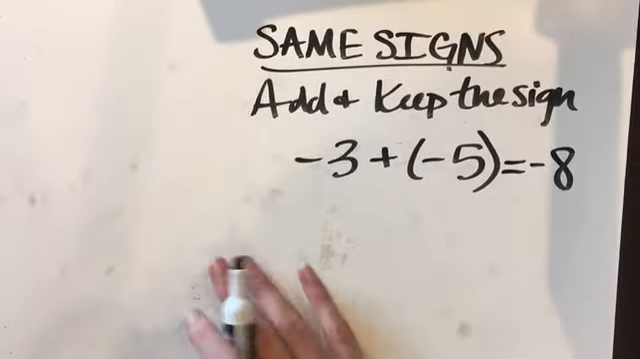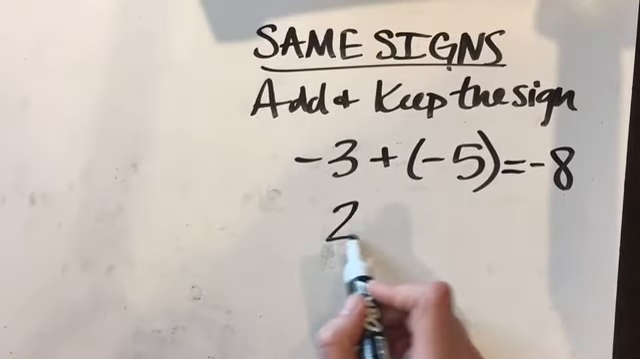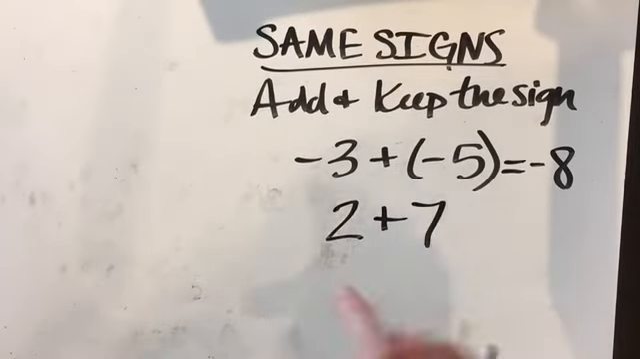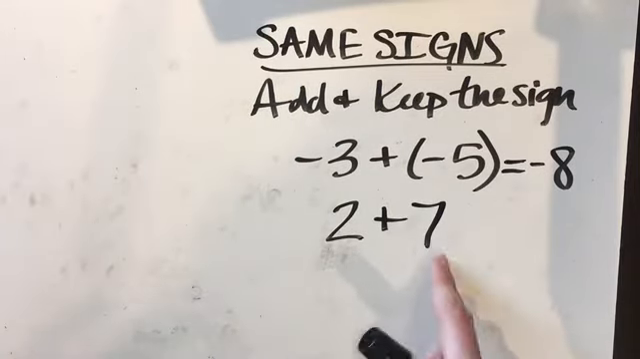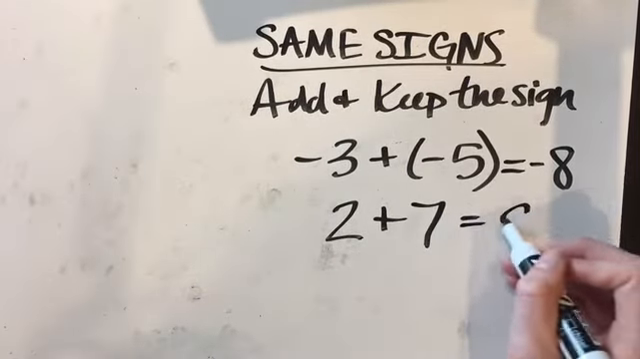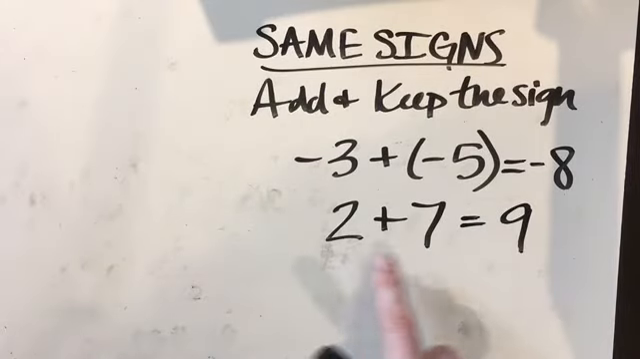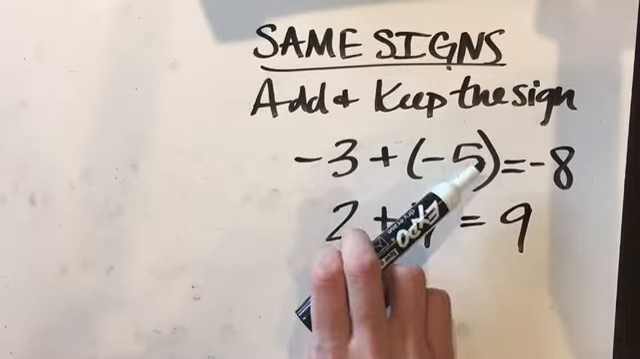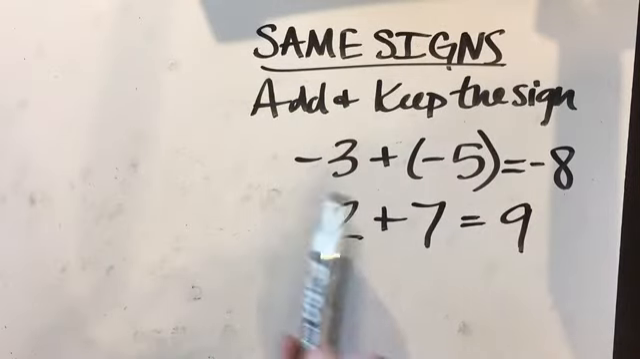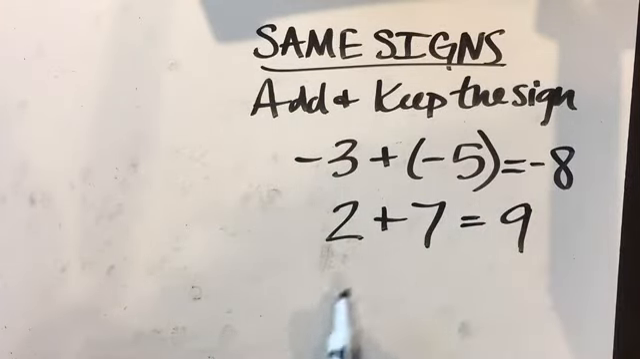Another example of this would be one that we're very familiar with. If they have the same signs, they can also both be positive, right? If they're both positive, you add them. So 2 and 7 give us 9, and keep the sign. Since they're both positive, our answer is also positive. So if they have the same signs, that means they're both negative, or they're both positive. We add up the numbers and keep the sign.